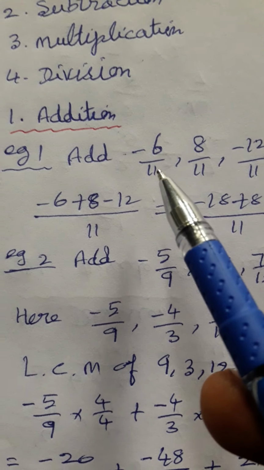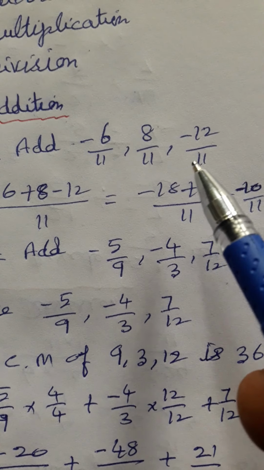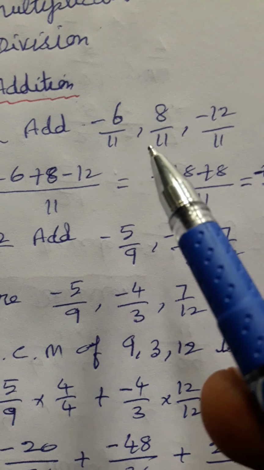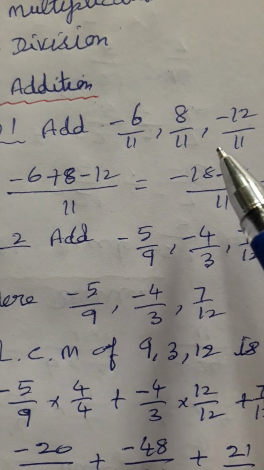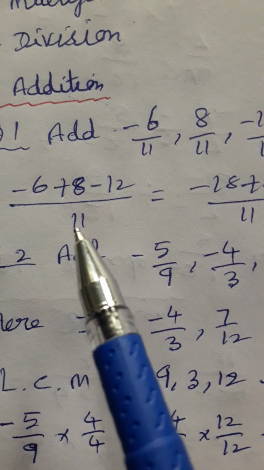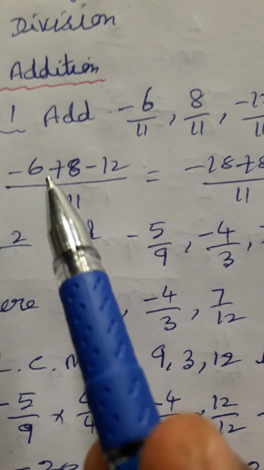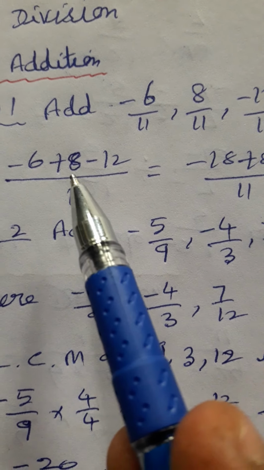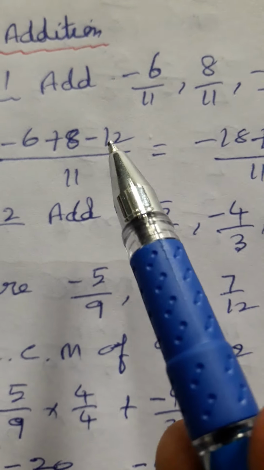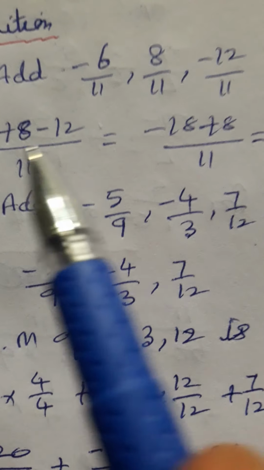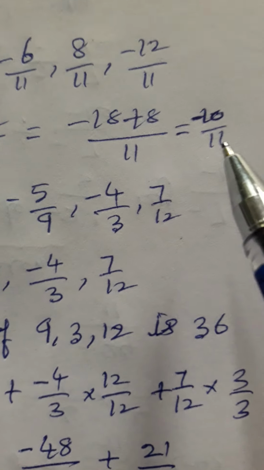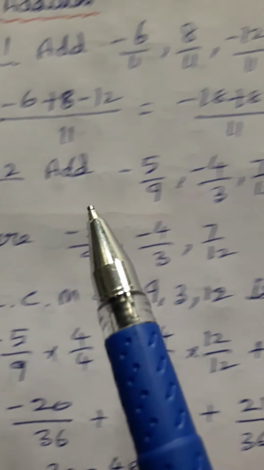Add minus 6 by 11, 8 by 11, minus 12 by 11. We add these three fractions. Now we see we have same denominators, 11. So the next step is, by 11, numerator: minus 6 plus 8 minus 12 equal to minus 6 and minus 12 equal to minus 18 plus this 8. Minus 18 plus 8 is minus 10 by 11. So we get the answer minus 10 by 11.